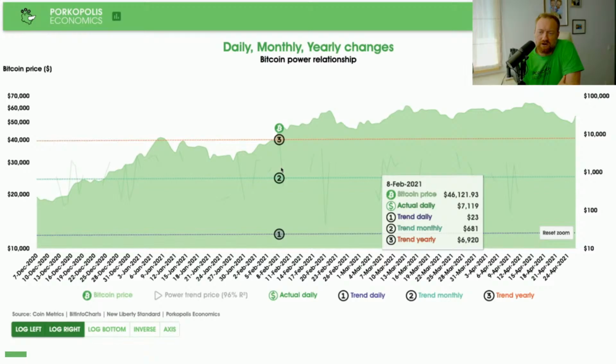$46,000 Bitcoin price. That's a daily change of 7,000. So it's a huge change, obviously. Daily close. What's the yearly trend change? $6,900. All right, so obviously this is way over the daily change of the trend, which is $20, or the monthly change, $680. That's number 2 there.